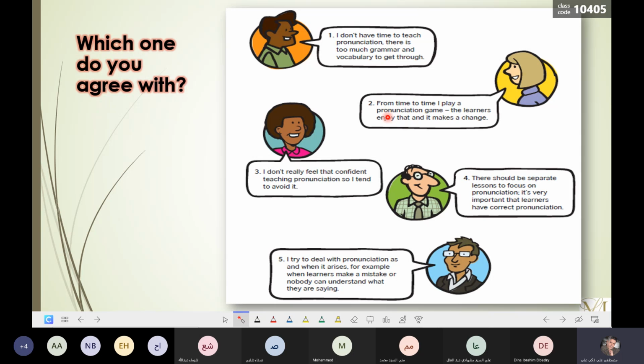Okay, so Ms. Shayma agrees with number 2. From time to time, I play a pronunciation game. The learners enjoy that, and it makes a change. Who else wants to share?